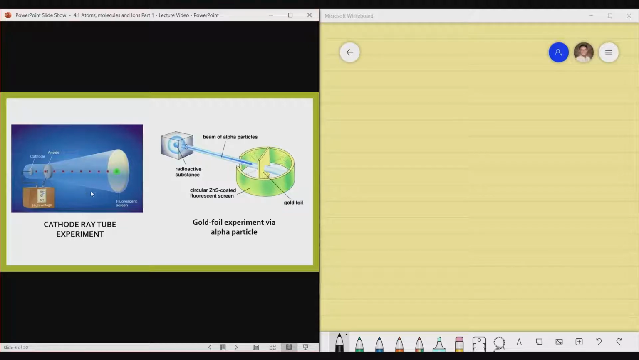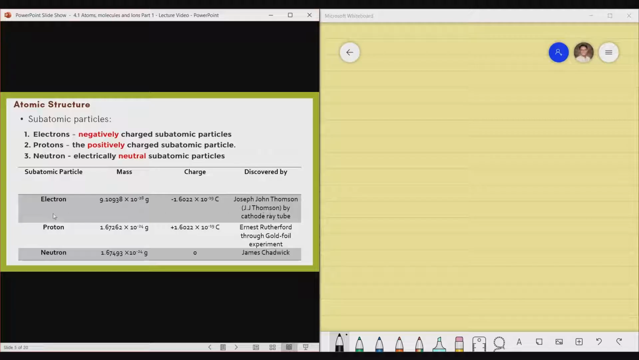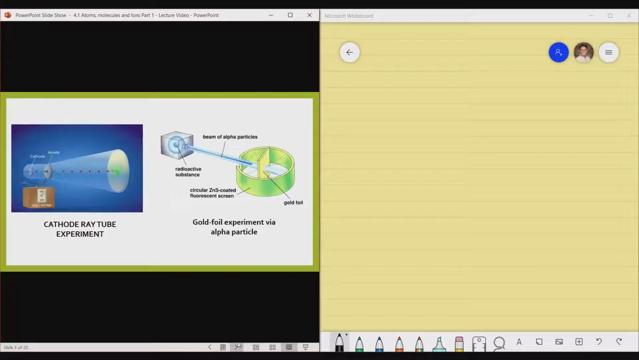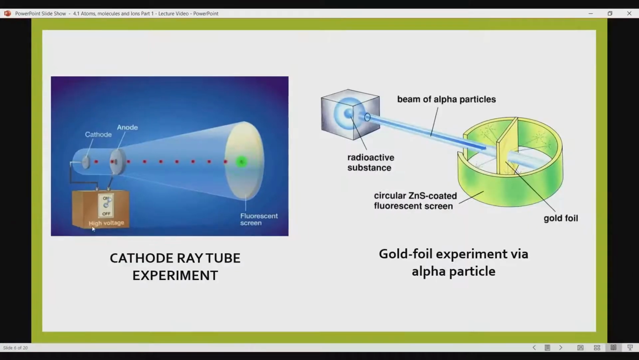For the cathode ray tube experiment, this is just an overview on how the cathode ray tube experiment was done by J.J. Thomson for the electron. So this is a GIF for the cathode ray tube experiment. So as you can see, it has a source of electricity, and then you have here the cathode. As you turn it on, the cathode ray tube will emit, and then through the anode, you have this particular mechanism.